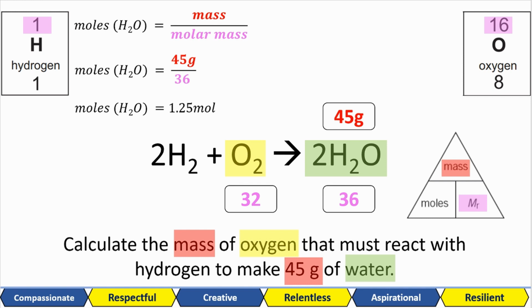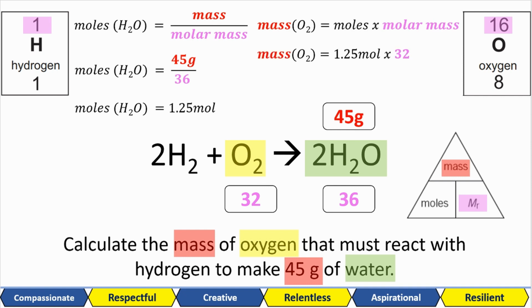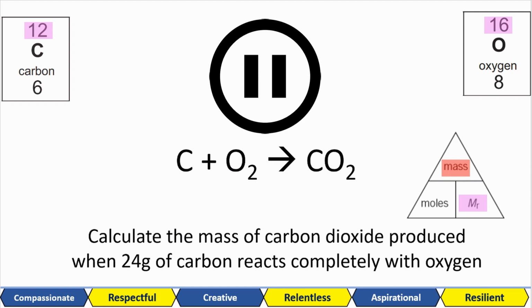But the question's asking us to work out the mass of oxygen. Look at our equation again. Mass equals moles times molar mass. So the mass of our oxygen is the moles that we just worked out, 1.25 moles, times the molar mass, which is 32. This gives us 40 grams of oxygen. So now have a go at this example. Pause, attempt, play. Just follow the same steps I gave you.